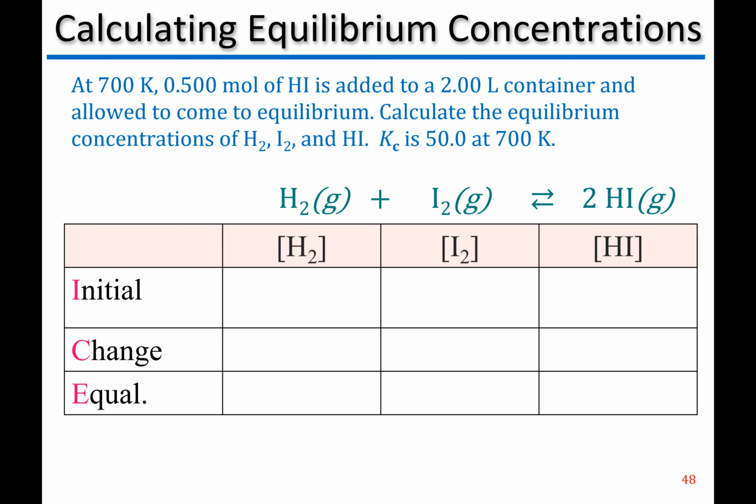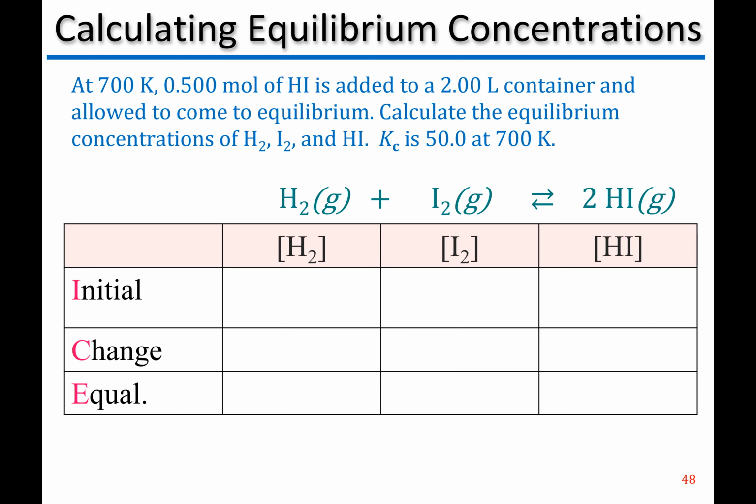Okay, let's look at another example. So it says at 700 Kelvin, 0.5 mole of HI is added to a 2-liter container and allowed to come to equilibrium. And it wants us to calculate the equilibrium concentrations, H2, I2, and HI. And they tell us the Kc value. So notice something's a little bit different about this one. They didn't give us an equilibrium concentration, but they did tell us the Kc value.